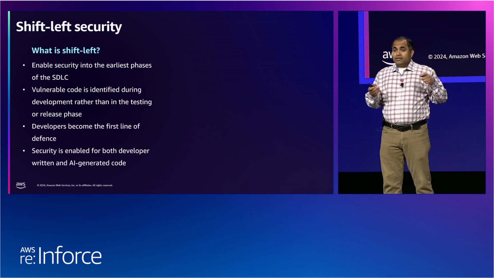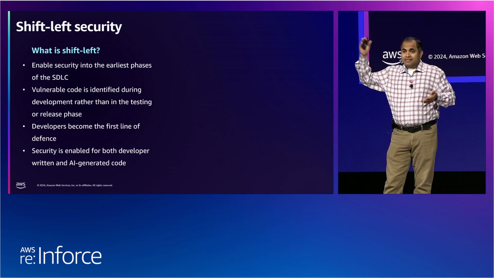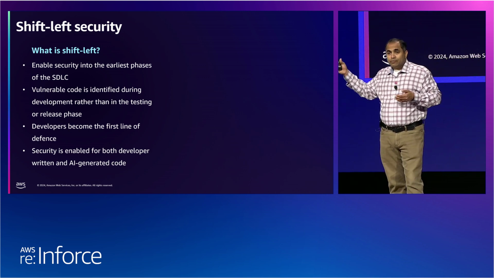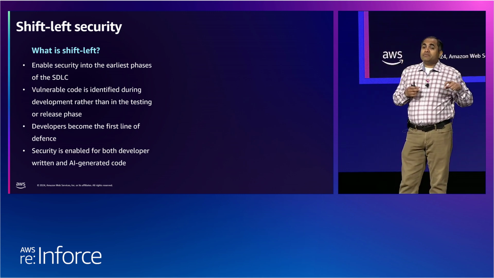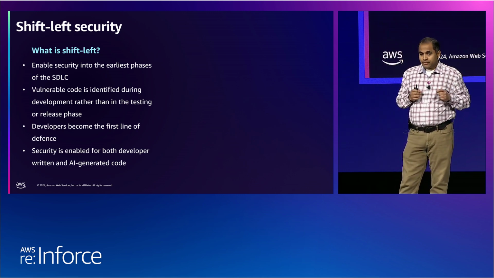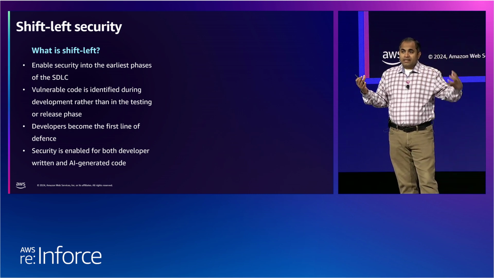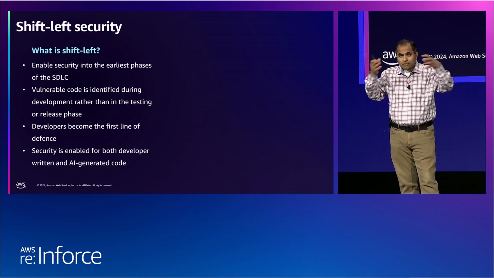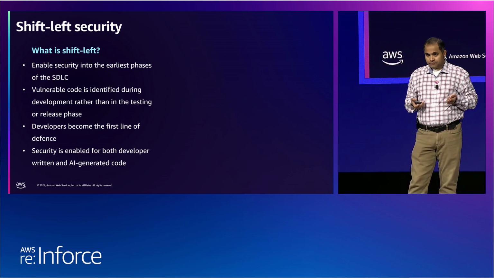The vulnerable code gets detected while developers are writing the code, rather than in the later stages in your build or release cycle. Developers become the first line of defense for your security. And it creates a model where security engineers and developers work on a shared responsibility model, where security is owned by both developers and security engineers.